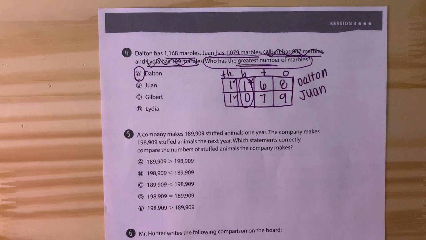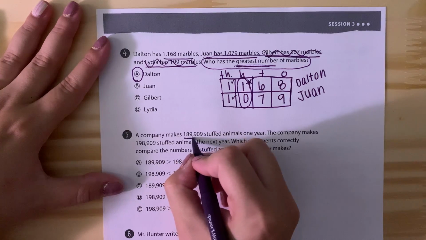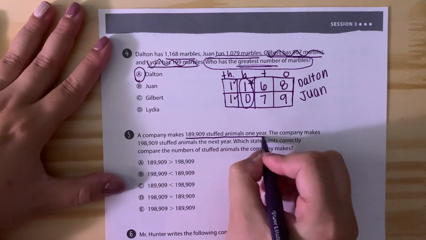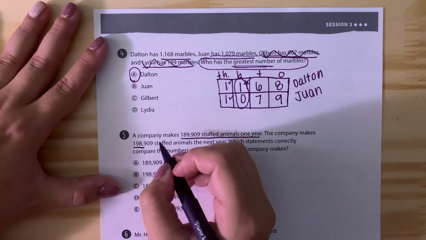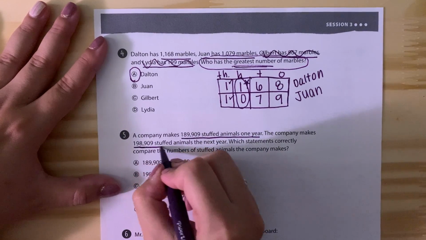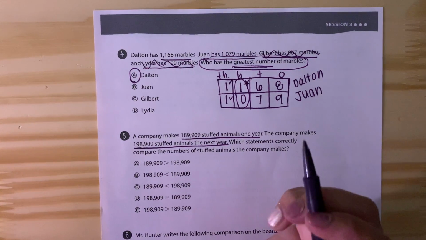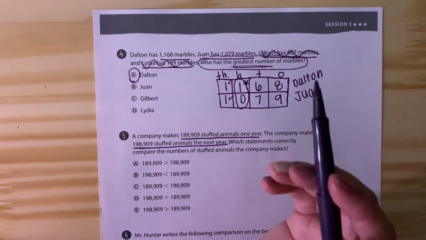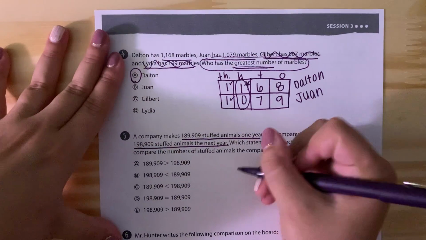So number 5, a company makes 189,909 stuffed animals one year, and they make 198,909 stuffed animals the next year. Which statement correctly compares the numbers of stuffed animals? Well, first we have to figure out what number is bigger.